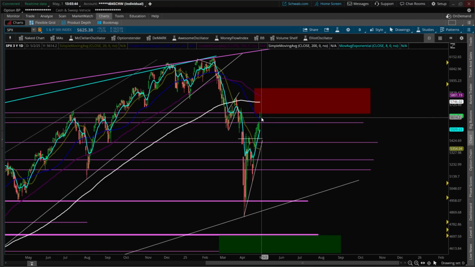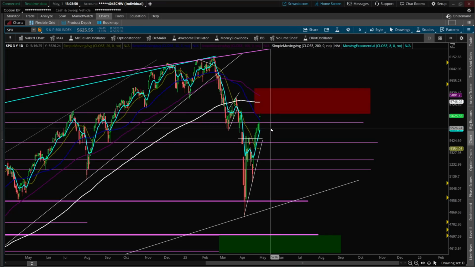If price action continues to consolidate and just go sideways and lets these moving averages converge or start to curl up, and you start holding those moving averages, then we can start to have this bullish case.